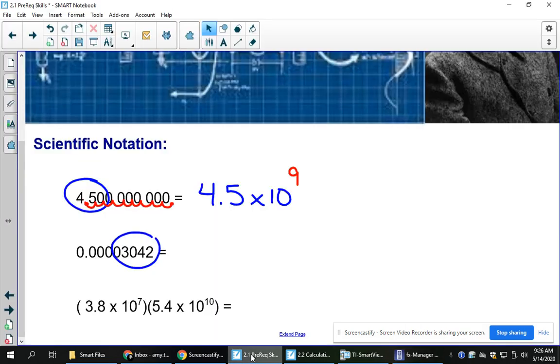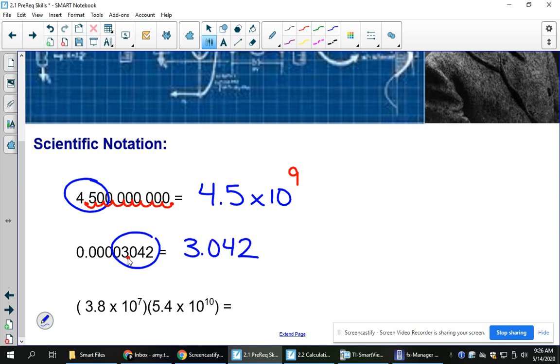Let's try another one. The second one, I found all of the numbers that aren't 0, and I'm going to force a decimal to go right here because that makes the number 3.042. That is a number between 1 and 10. That's what I want. If I put the decimal anywhere else, it's not going to be between 1 and 10. If I put it between the 0 and the 4, it'd be 30. That's not between 1 and 10. So I have to put the decimal wherever it's going to make a number between 1 and 10.